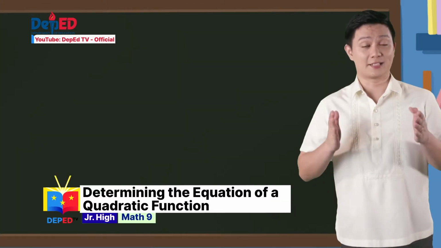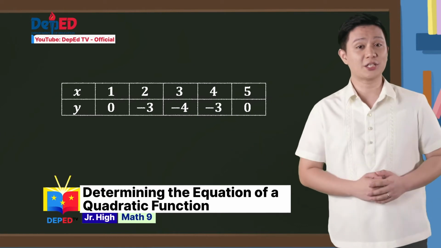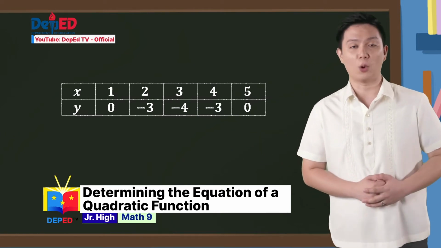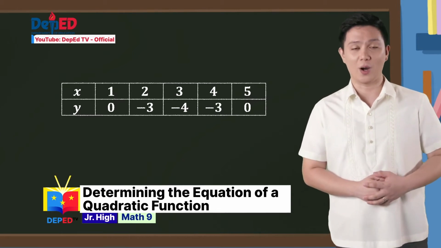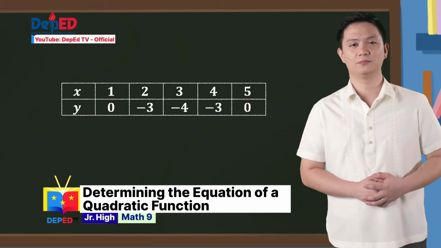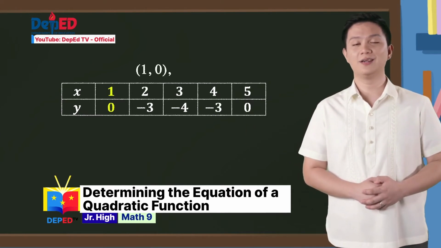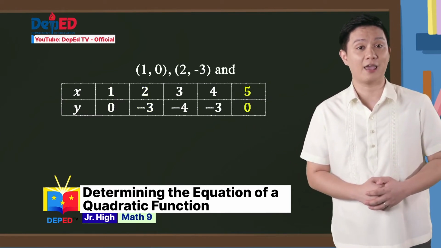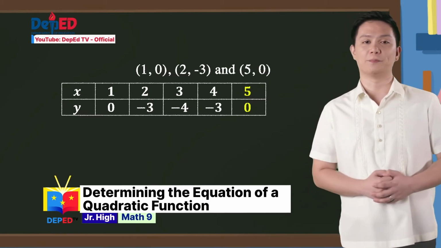Let's have another example. Here's the table of values. Just a tip when you choose the ordered pairs: always pick the pair in which one of the coordinates is 0. So, from this table, let us use (1, 0), (2, negative 3), and (5, 0). And these are the equations I can form.